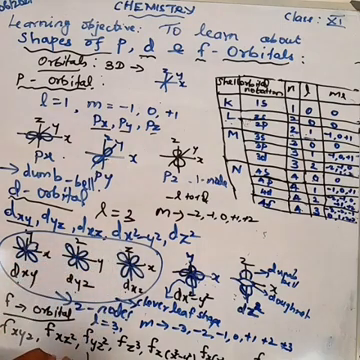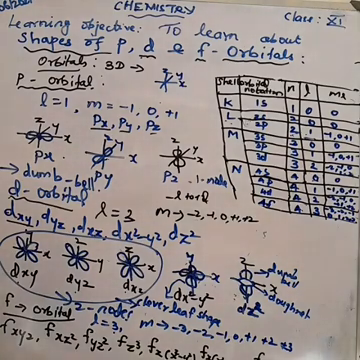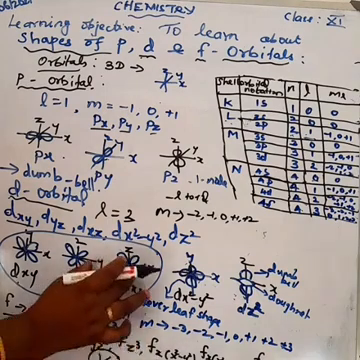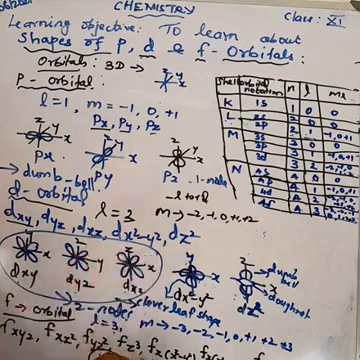When completely full, it is similar to the d orbital, but cut in half: 8 lobes instead of 4. For the d orbital, how many lobes are there? There are 4 lobes. But the f orbital has a total of 8 lobes.